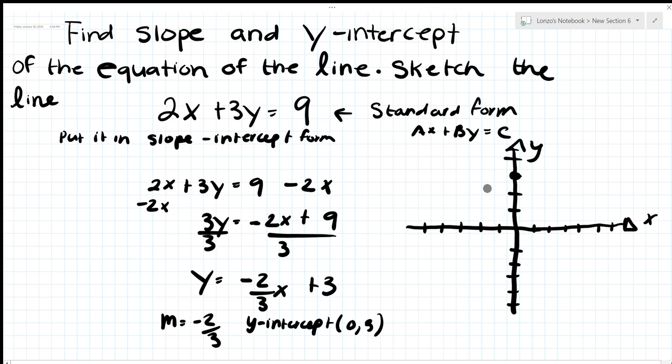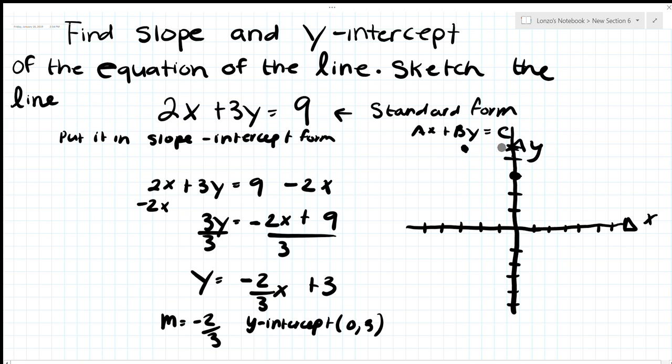Now our slope is negative, right? So it's going to go this way. I can do either of 2 options. I could go up 2, 1, 2, and then 3 to the right or left? Left, because we were going negative. Oh, sorry. So from the y-intercept (0, 3), go up 2, 1, 2, and then go left 3: 1, 2, 3.